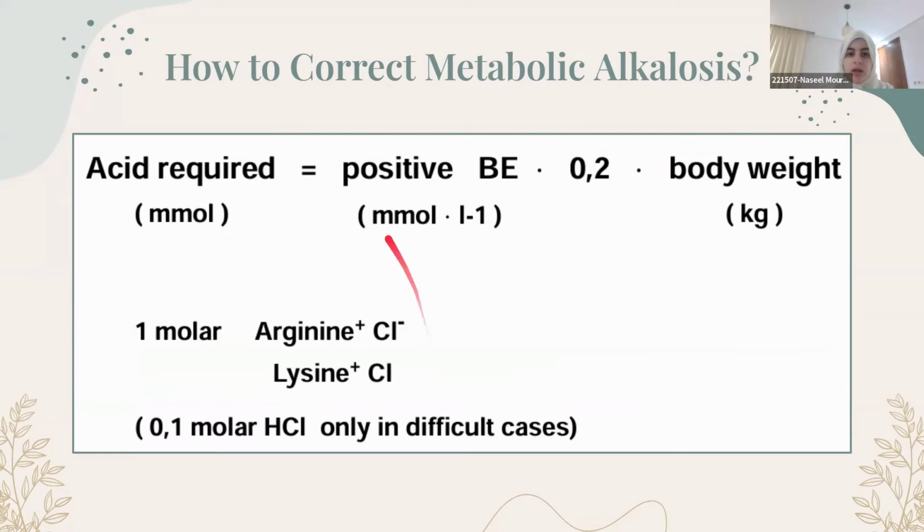It would definitely be, again, using a formula. And this time you want to give them something acidic, okay? So you calculate the positive base excess times 0.2 times the body weight in kilograms, okay? What you could give them are arginine with chloride or lysine with chloride. You don't really give them hydrochloric acid because that has a lot of side effects. It's pretty dangerous to do that, okay? So you usually give them these two molecules.